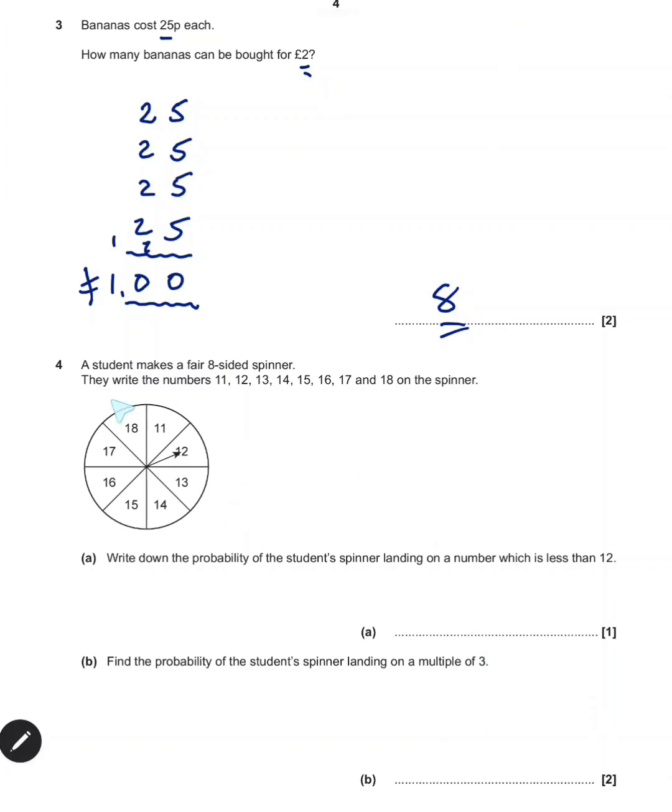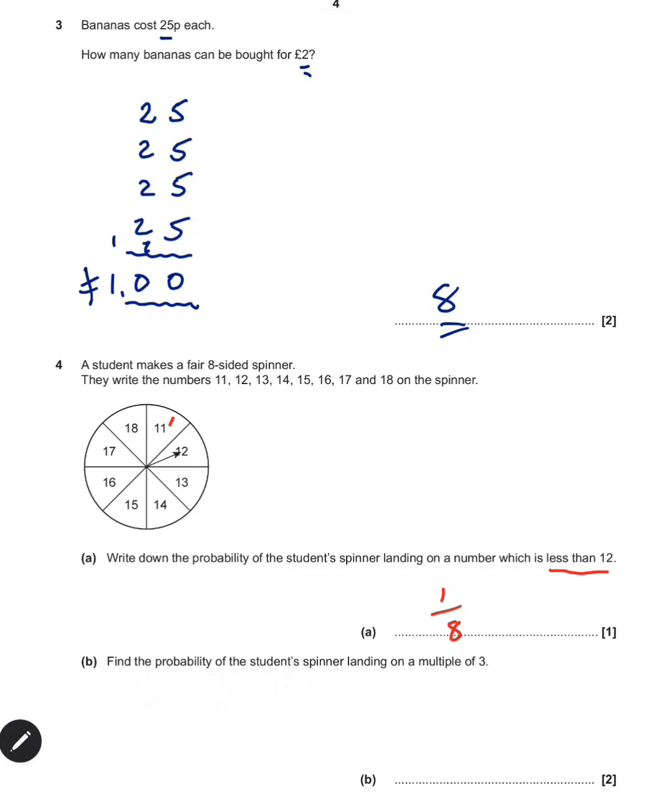Question 4, we've got an 8-sided spinner, and the numbers 11 to 17 are written onto it. It says, what's the probability of landing on a number less than 12? So less than 12 means everything under 12. We're not going to include 12. There's only one number less than 12, so it will be 1 out of 8 numbers in total.